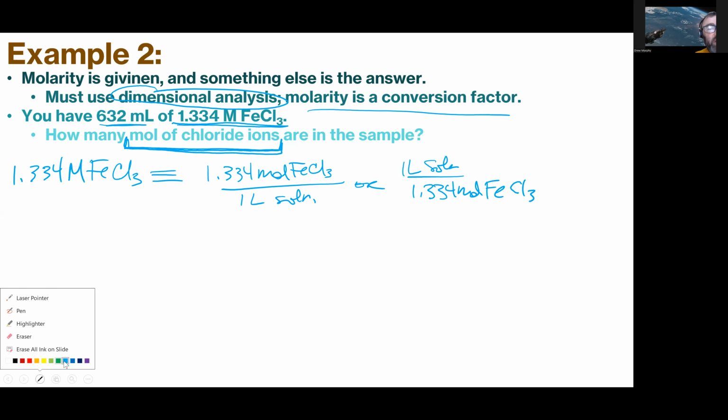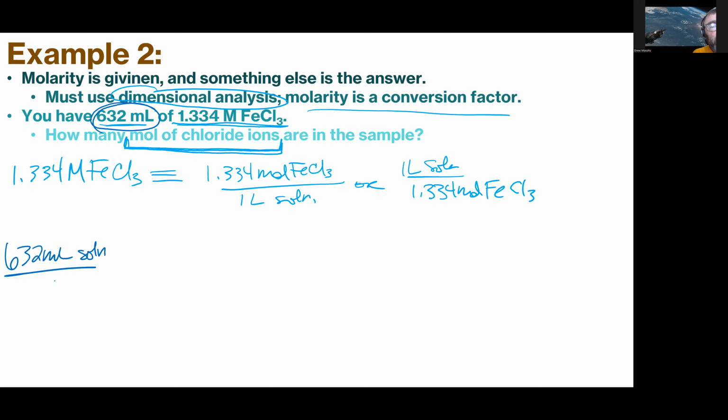So let's work through this with pure dimensional analysis. We're going to start with this 632 because this is the one data we have that only has 1 unit with it. Our concentration is in terms of liters, and this is milliliters, so we have to get our milliliters to liters, remembering there's 1,000 milliliters in 1 liter. Once we have our liters, we can say that 1 liter of solution is 1.334 moles of iron 3 chloride. Now, if we stop here, this is going to give us moles of iron 3 chloride in the solution.